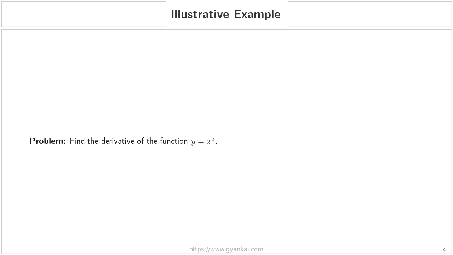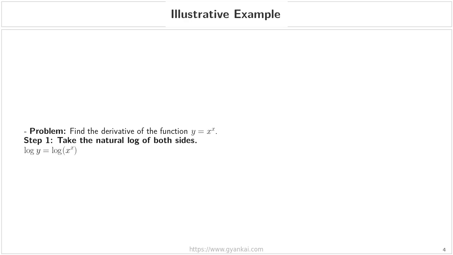Since both the base and the exponent are variables, we cannot use the standard power rule or exponential rule. Instead, we will follow the systematic process we outlined in the previous slides. Starting with step 1, we take the natural logarithm of both sides of the equation.